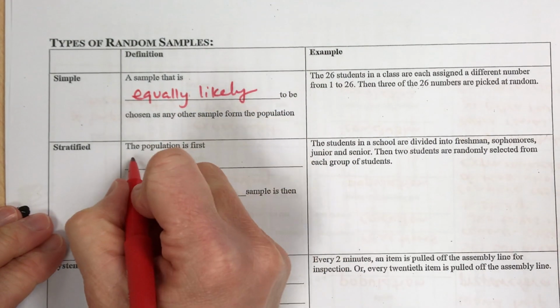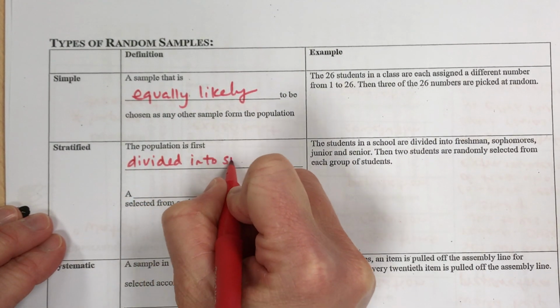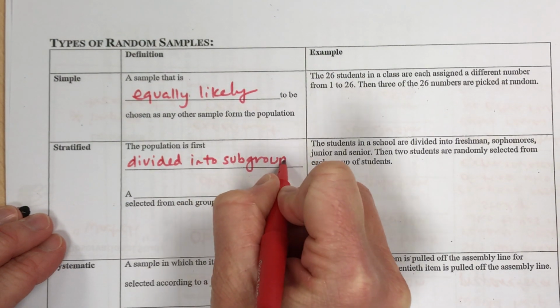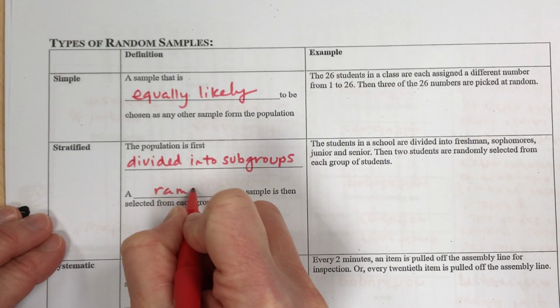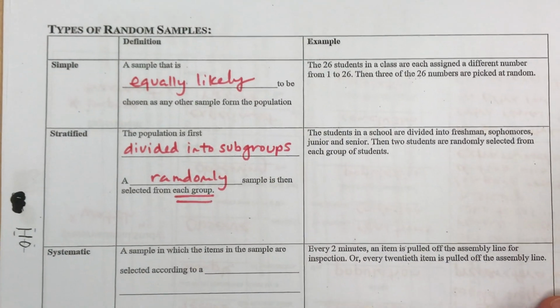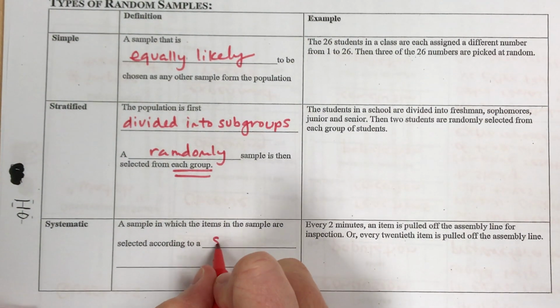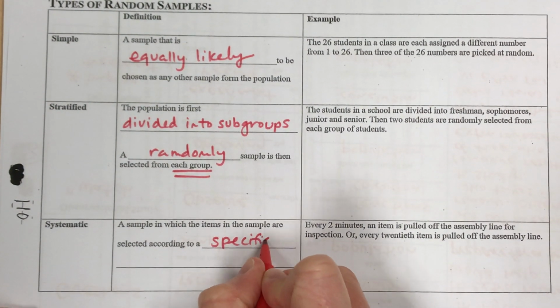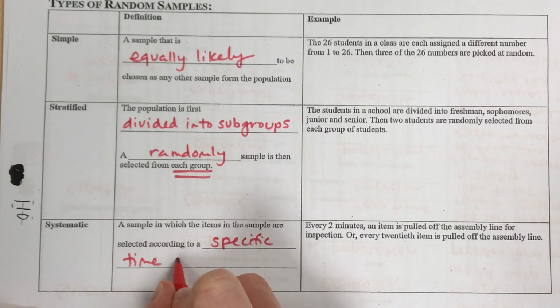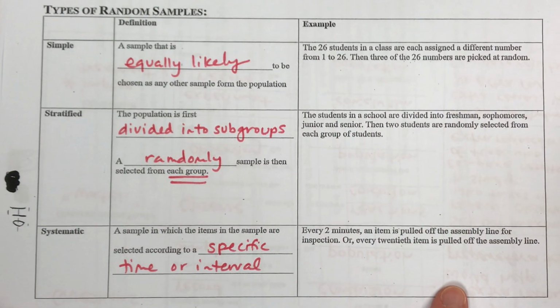Your population would first be divided into subgroups. And then you randomly sample from each group. And then systematic would be based on a sort of system, on a specific time or interval. These three are written out examples of each of those.